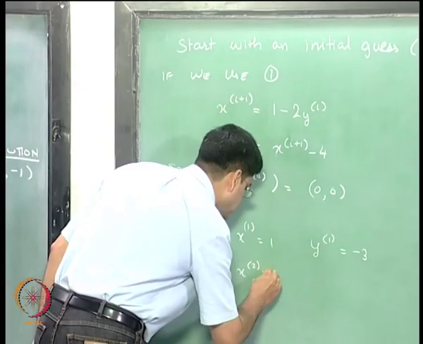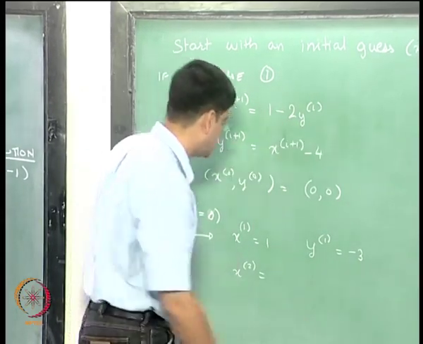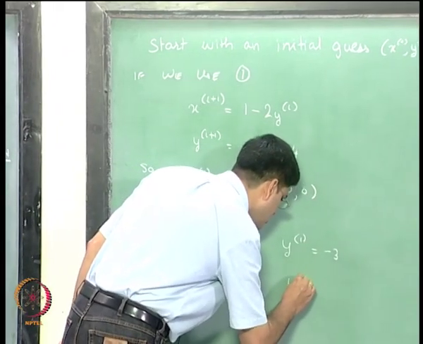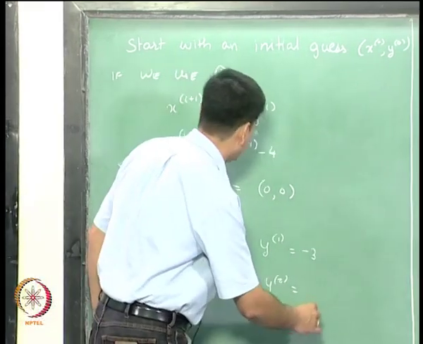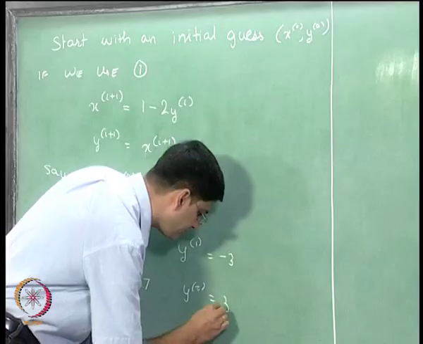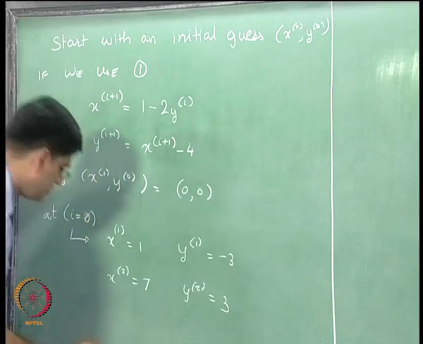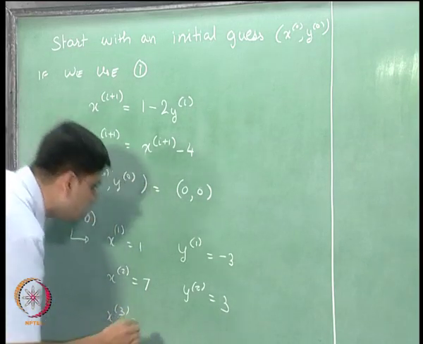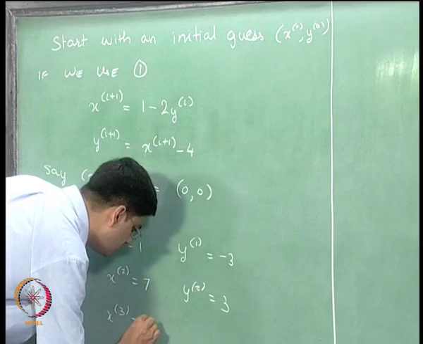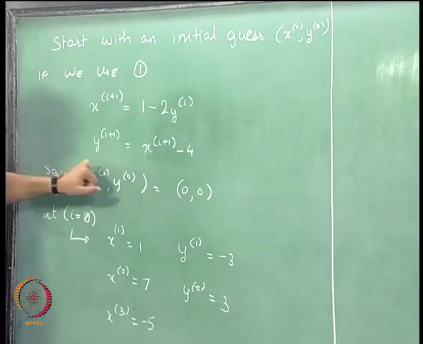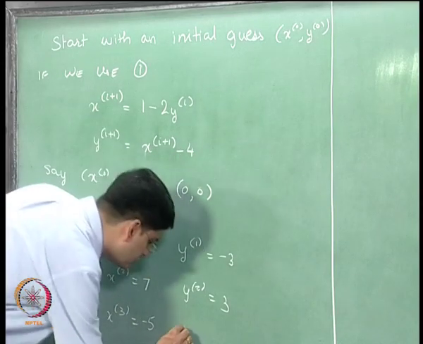So we will substitute the value y equal to minus 3 in this equation, so this becomes 1 plus 6, so x2 becomes 7. y2, when we substitute that value in this particular equation, y2 will get the value of 3. Okay. Now what we do is we iterate on this again, x3 is essentially going to be 1 minus 6, that will end up being minus 5, and essentially y3 will end up being minus 5 minus 4, that is going to be equal to minus 9.